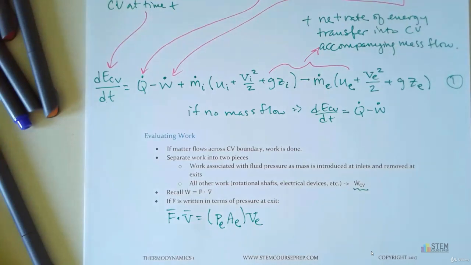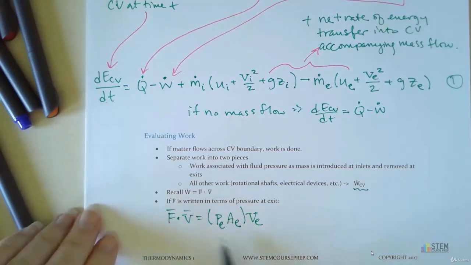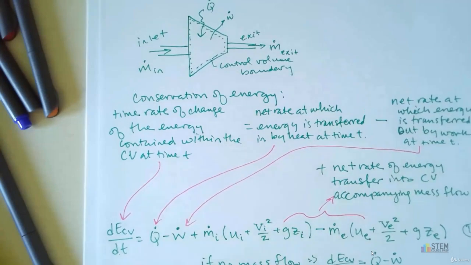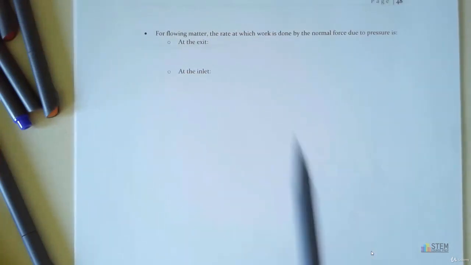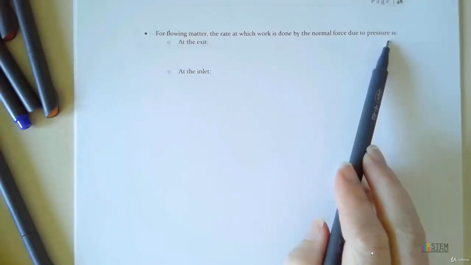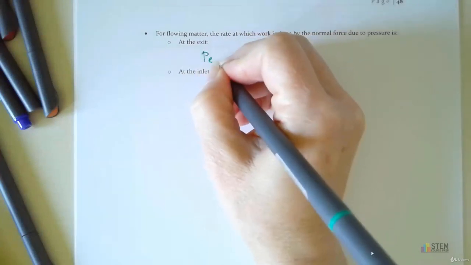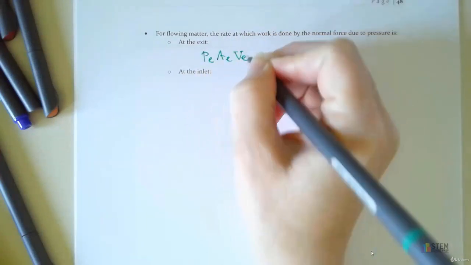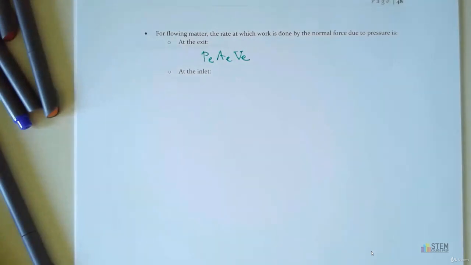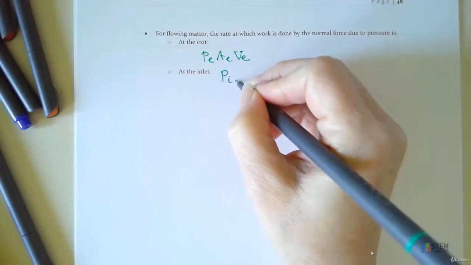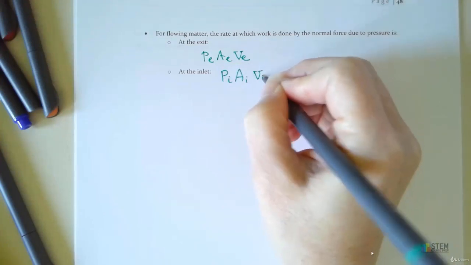So that's what we'll get. This is just an equation for our work, essentially, at the exit. So now, if we know that, we can then say that the work that is done by the normal force due to pressure at the exit is going to be PE AE times VE. Then at the inlet we would have something similar, except we'd have different subscripts. We'll have the pressure at the inlet times the area at the inlet times the velocity at the inlet.